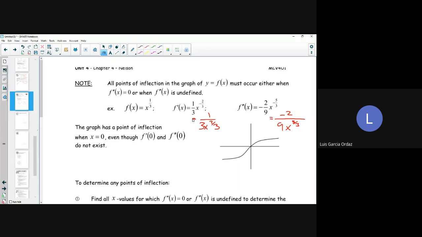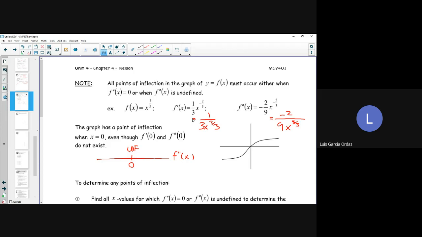So the graph has a point of inflection when x is equal to 0, even though f prime of 0 and f double prime of 0 do not exist, okay, because it's going to give me an undefined point. So if I take my f double prime of x, I know that at 0, my graph is going to be undefined. Okay. However, if I figure out if it's concave up or down, I just have to sub in a positive number and a negative number to my double derivative.